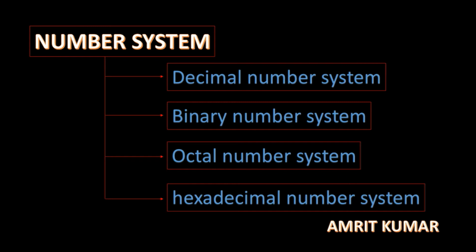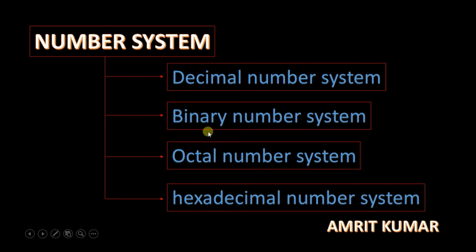As we know about the number system, it has been classified into four distinct parts, or we can say four sections. These are the decimal number system, the binary number system, the octal number system, and the hexadecimal number system. We have also talked about the decimal number system: what is its base? We know that its base is 10 and its range is from 0 to 9.